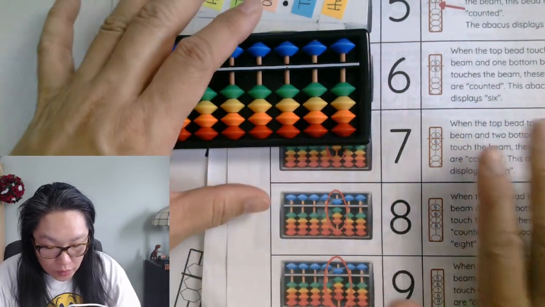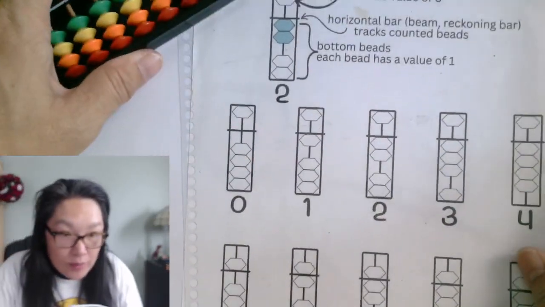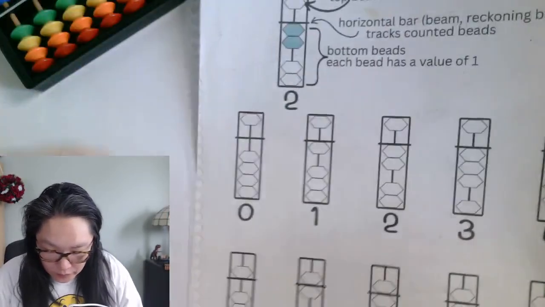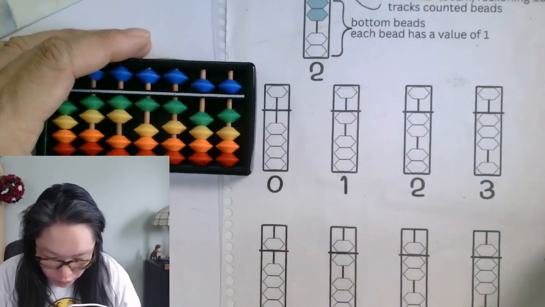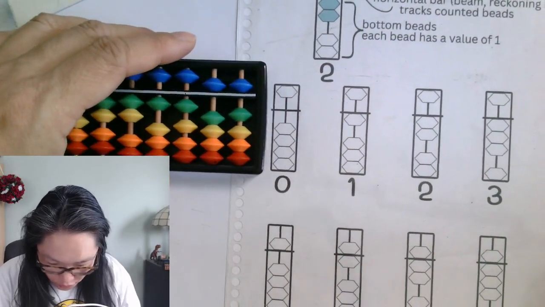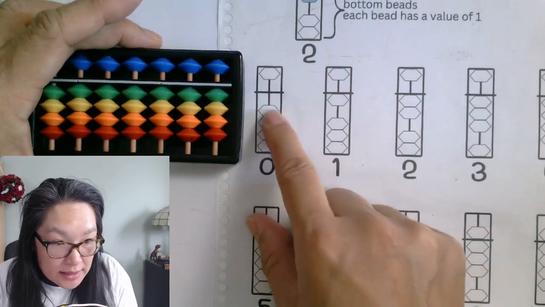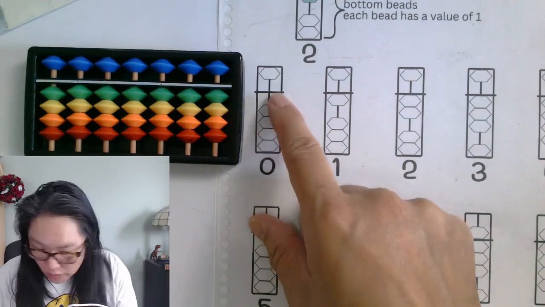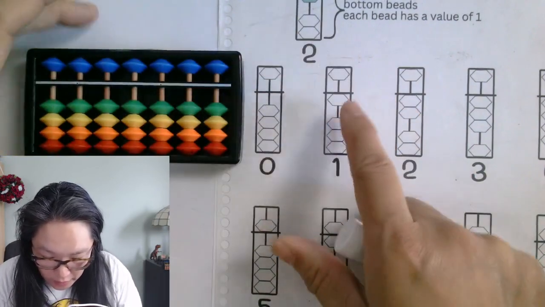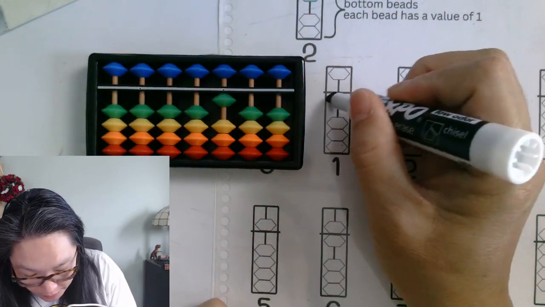Okay, so what we're going to do is read it again, but this time we're going to talk about the abacus and you. When we look at the picture, this is 0. After 0, this is 1. When we look at it, 1 would just look like that, so I'm just going to color it in.